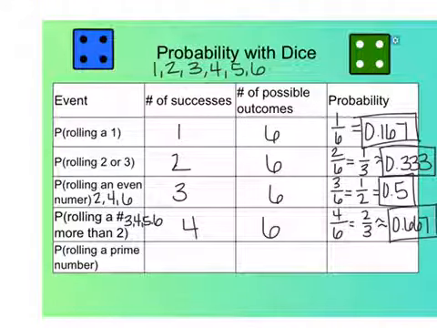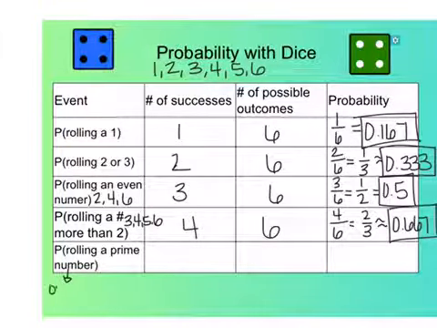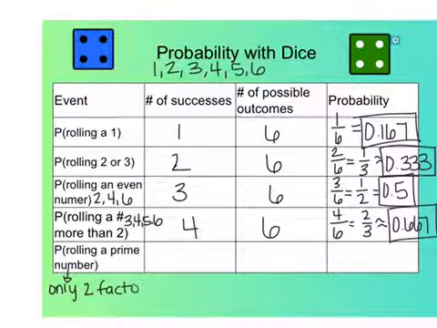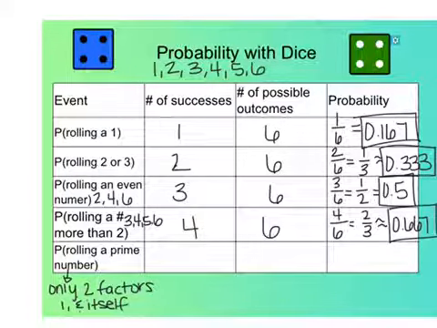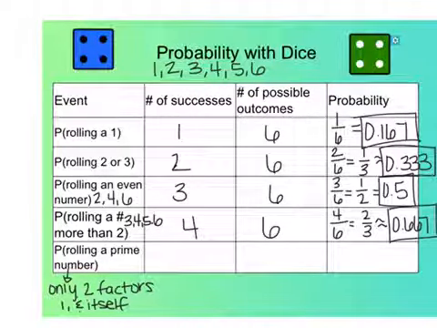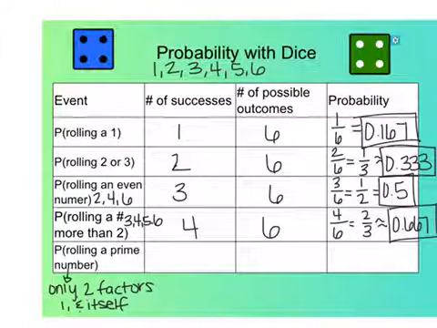Last one here, probability of rolling a prime number. So we want to remind ourselves, what is a prime number? A prime number has only 2 factors. So a number with only 2 factors, and those factors are 1 and itself. So when we think of our prime numbers on this number dice here, we have 1, which people think is prime, but 1 only has 1 factor, 1. So that is not a prime number.